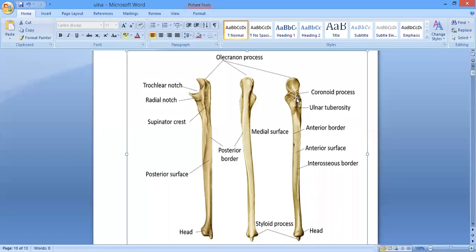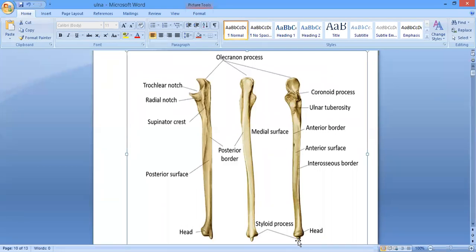The upper end is expanded and the lower end is narrower, and it consists of two small processes. The rounded one is the head, and the small process which is projecting from the posteromedial aspect of the head is called the styloid process.